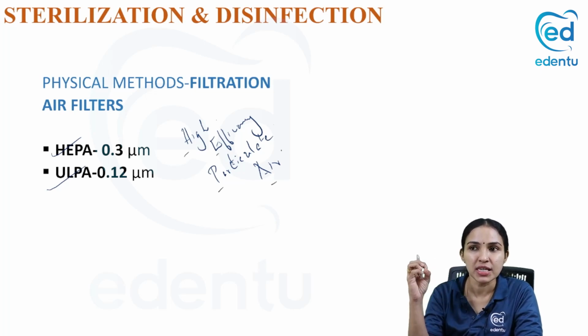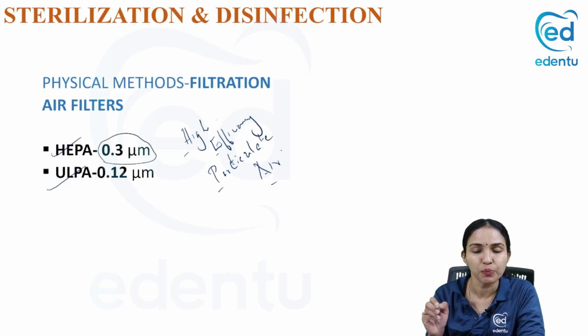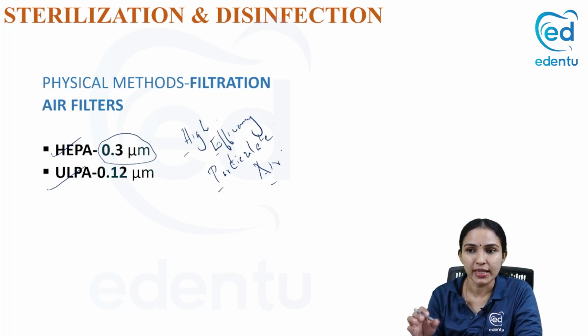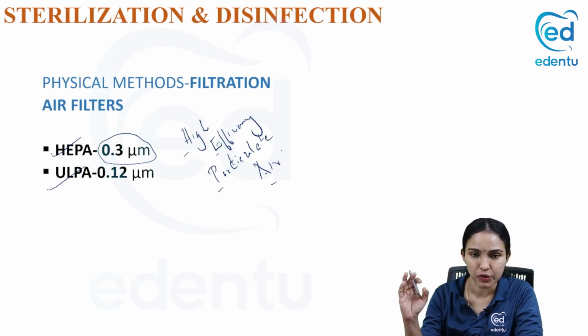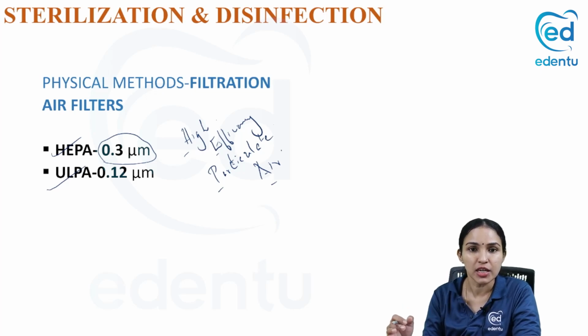These are assembled at the air inlet areas, and it is usually of a pore size of 0.3 micrometer, so that the air that comes into a room will be filtered, and all the microbes will be filtered by the HEPA filter. So you get microbe-free filtered air inside the room. This is specifically important in operation theaters where you perform surgeries. You need filtered air.